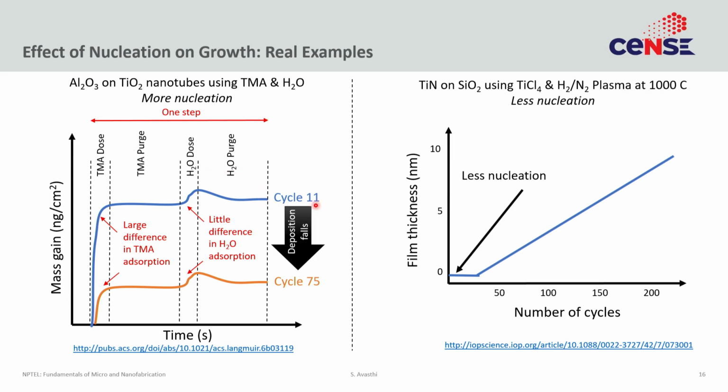So, in cycle 11, which is one of the early cycles, you actually get more mass gain than what you bargained for. Your mass gain is larger, and most of this difference is actually not in water. Water absorbs roughly the same, or the mass gain due to water is essentially the same. Most of the difference is because of the very different mass gain of the TMA. But as you keep doing the deposition for longer and longer, once you get to cycle 75, that difference goes away and you reach back to that steady state, right.